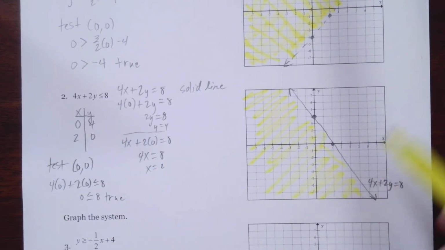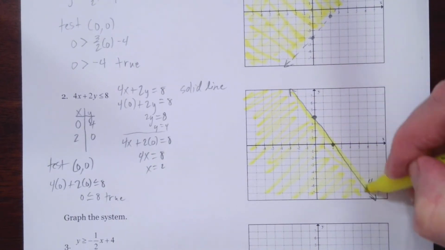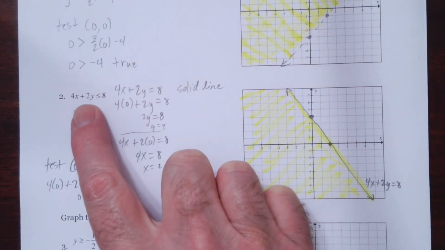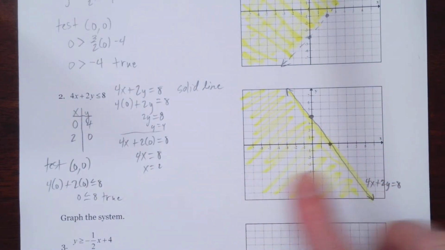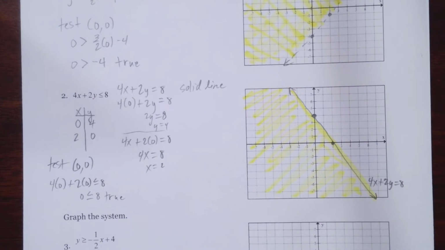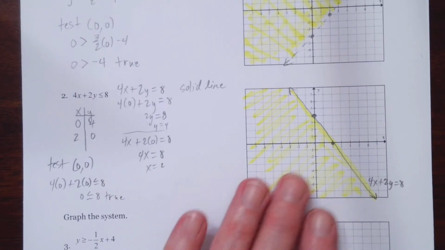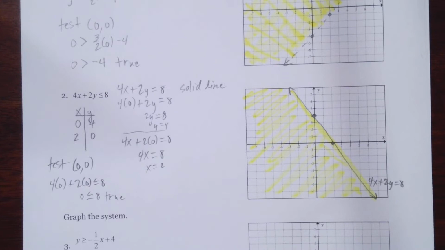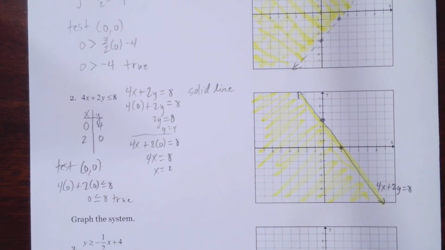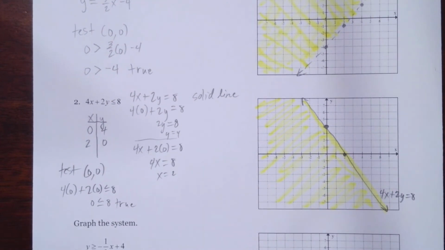And notice the line is part of our solution as well. Any point on this line will make the equation equal, and any point over here is going to make it less than 8. And so that's our solution. Every point here and every point on the line. Alright, so now we're going to graph a system. And so it's a good idea to have two colors, which I will use, because we're going to be graphing two lines and basically doing what we did here twice.